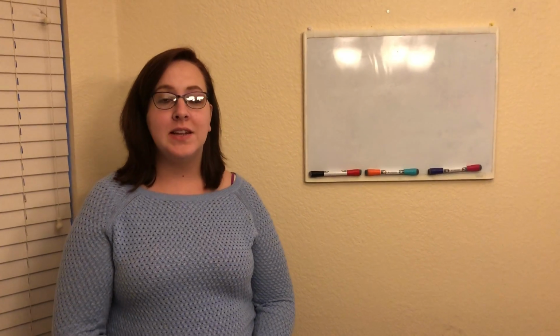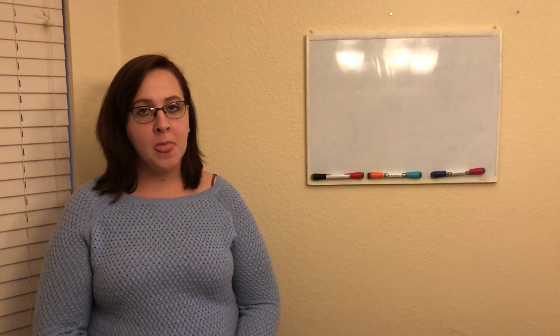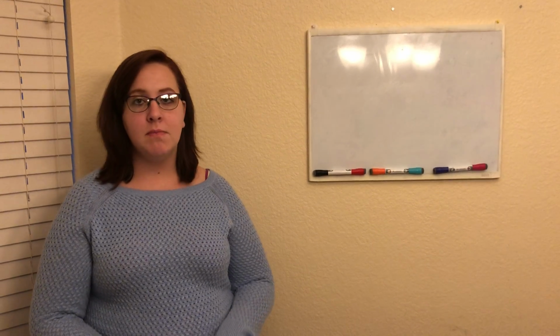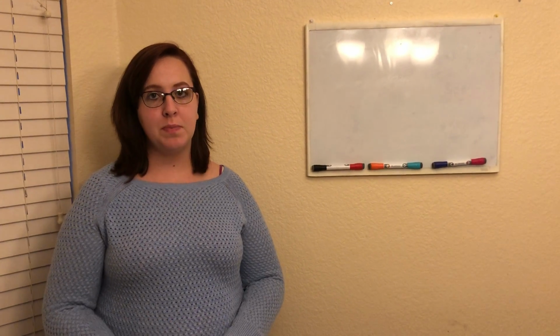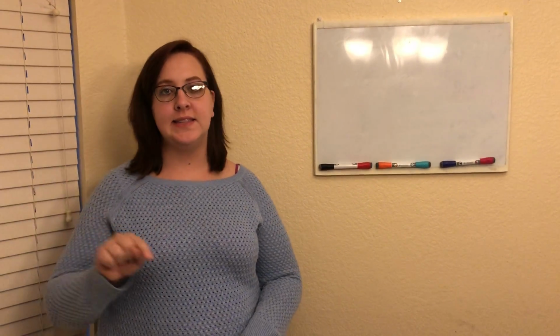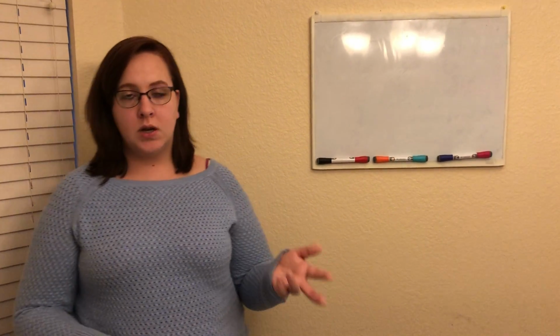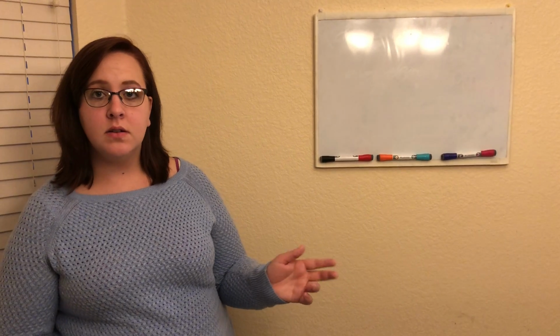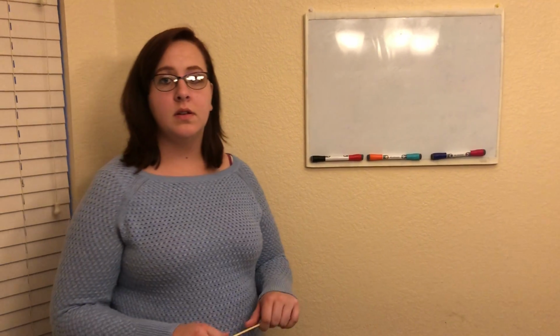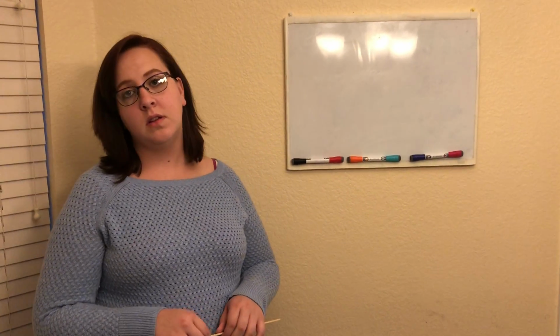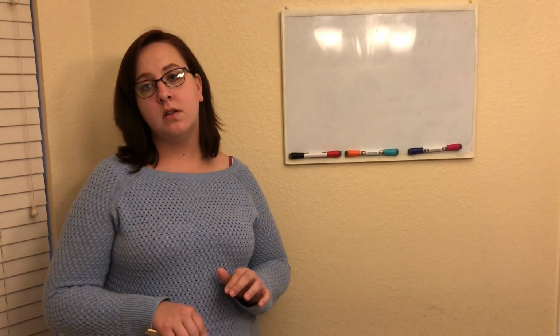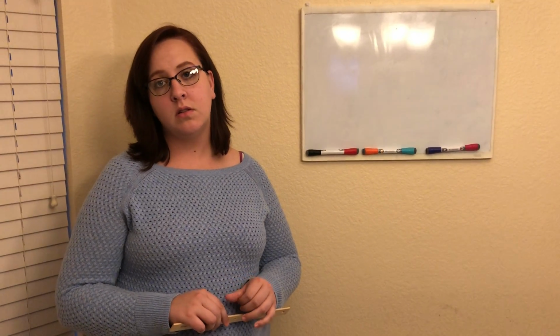Hi class, today we're going to be learning about perimeter. Perimeter is the measurement of how big a shape is by how long its sides are. So does anybody remember what a rectangle is? A rectangle has two of the same sides and two longer sides. It's kind of like a square, but with two longer sides.